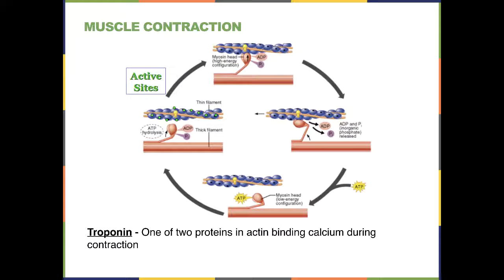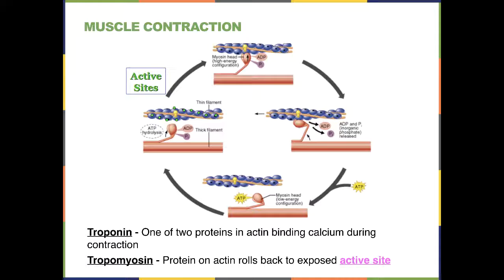is with 2 proteins. There's troponin and tropomyosin. Troponin is one of the 2 proteins, and it acts by binding calcium during the contraction. Tropomyosin, in response to the binding of calcium, is on actin and it rolls back and exposes an active site which is then available for binding by the head of the myosin molecule.